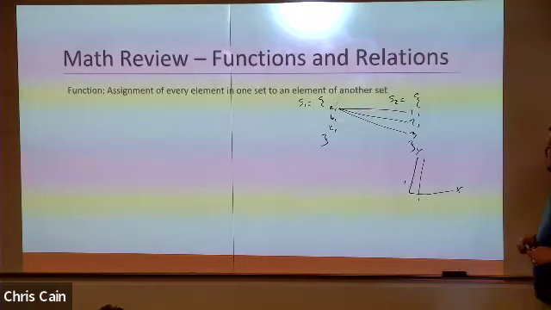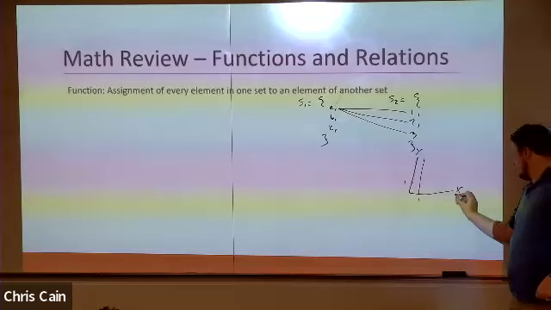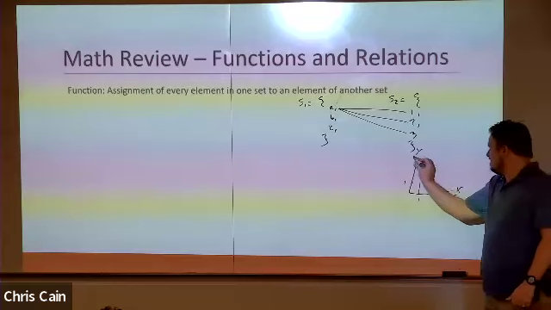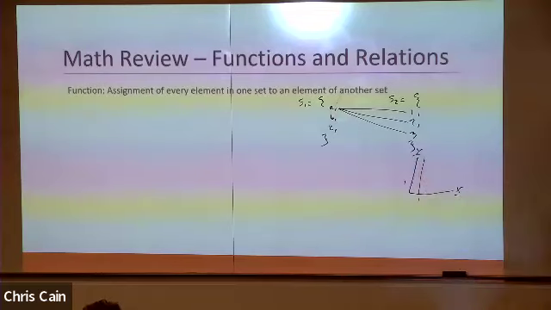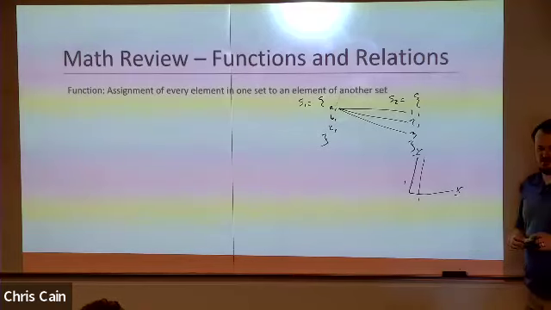There's a leftmost set and a rightmost set. This in a coordinate plane is the leftmost set. This is the rightmost set. So every element of the leftmost set must have a value in the rightmost set.